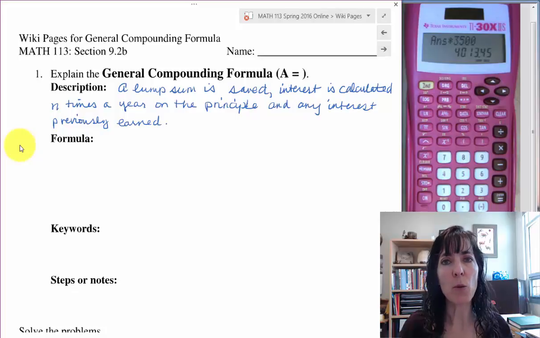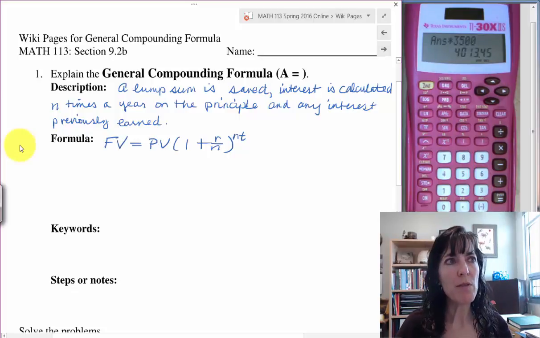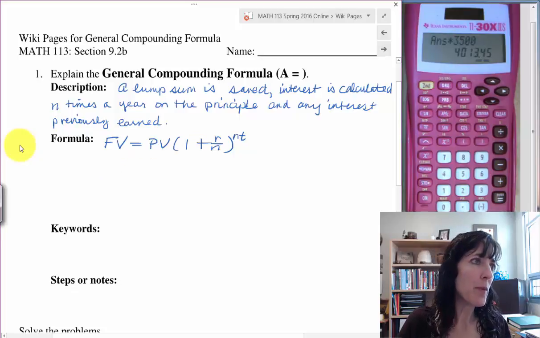We have a formula that will take care of all of that all together, and that formula is FV equals PV times the quantity 1 plus r over n raised to the nt power. Make sure you show your exponents higher than the regular numbers and fractions in your problem. Then remember, I want to see every variable with a short description.